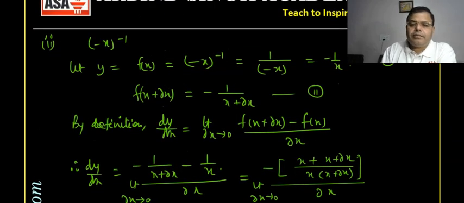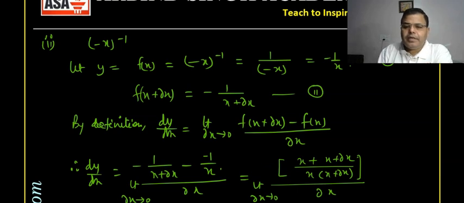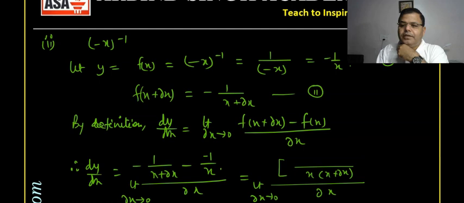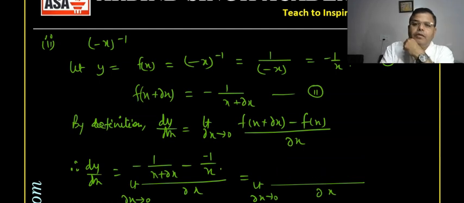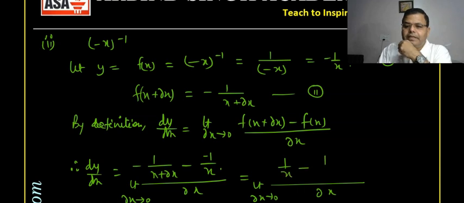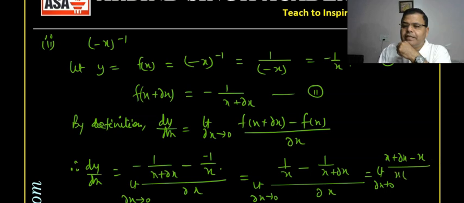Minus of 1 plus delta x, there is minus 1 more minus, so minus of this, so this will be plus. So it will be 1 by x minus 1 upon x plus delta x. So it will be like limit delta x tends to 0, x plus delta x minus x upon x into x plus delta x whole divided by delta x.